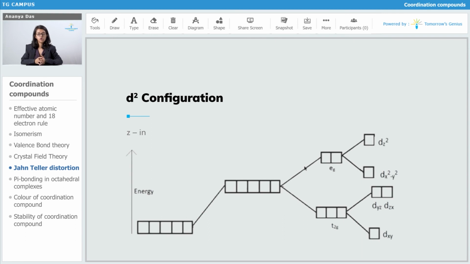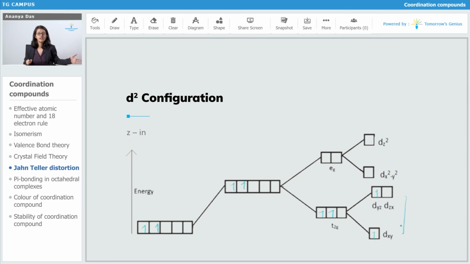Then we have the d2 configuration. For the d2 configuration, let's see whether Z in or Z out is more preferable. So this is Z in. d2 means two electrons in d. So two electrons here, two electrons here. So t2g is electronically degenerate. One electron will come to dxy, and pairing does not happen. Whenever there is further splitting, I cannot pair up the electrons in dxy because this energy gap is very small. So pairing will not occur. The electron will simply go to the higher orbital, that is the dyz.